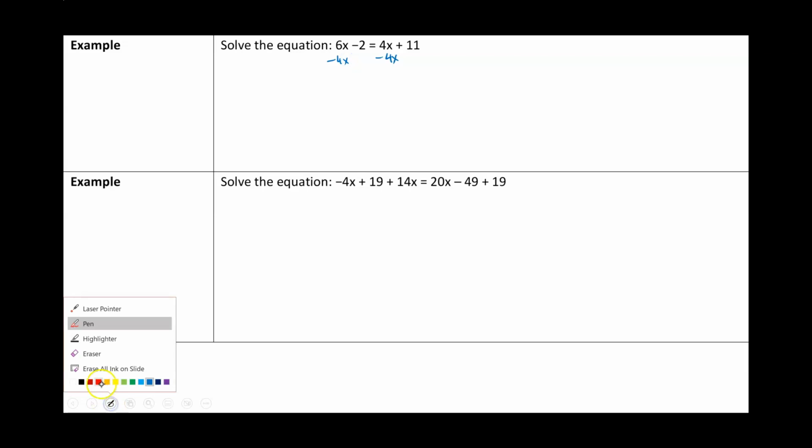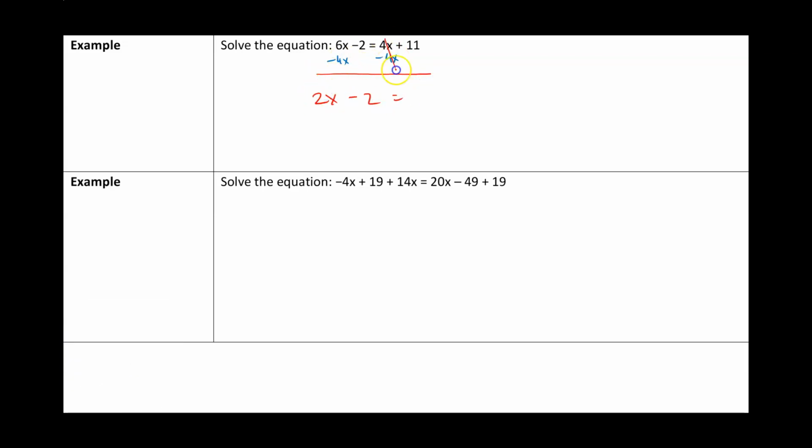So if I subtract 4x from each side, this gives me 2x minus 2 equals 11. Now I need to move the negative 2 to the right. So I am going to add 2 to each side. And this gives me 2x equals 13. Now just remember that when you move from one side of the equation to the other, we take the opposite. So the opposite of a positive 4x is a negative 4x. The opposite of a negative 2 is positive 2. And this leaves us with 2x equals 13.